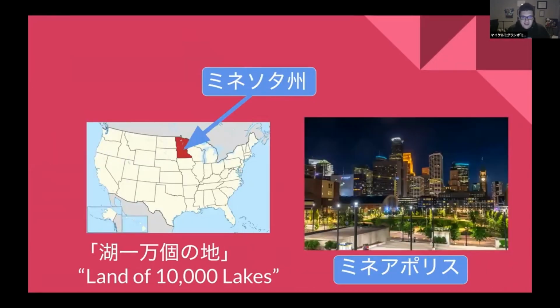So where am I? I'm actually in the middle of America right now, in the north, in a state called Minnesota. We are famous for lakes. We have about 10,000 lakes in our state. But right now, we are actually more famous for snow because we have over a meter of snow on the ground right now. The city I live in is Minneapolis. There's a picture there.